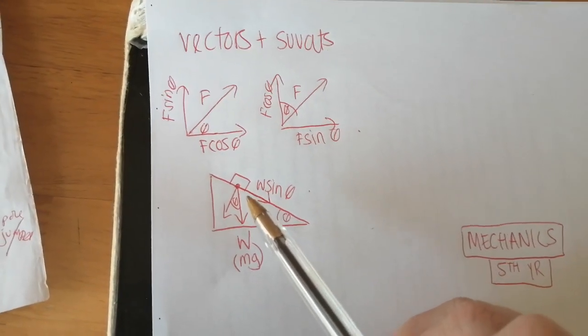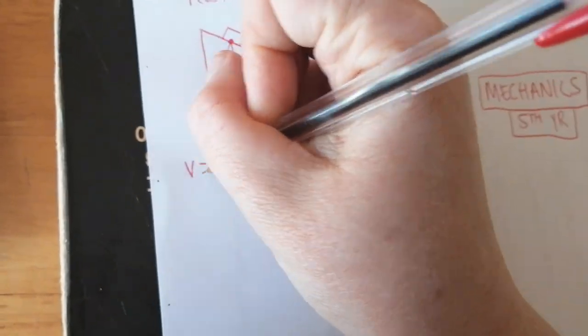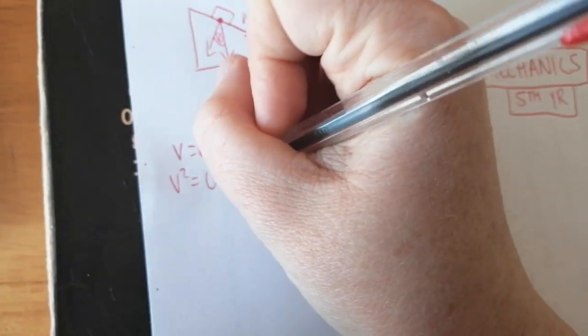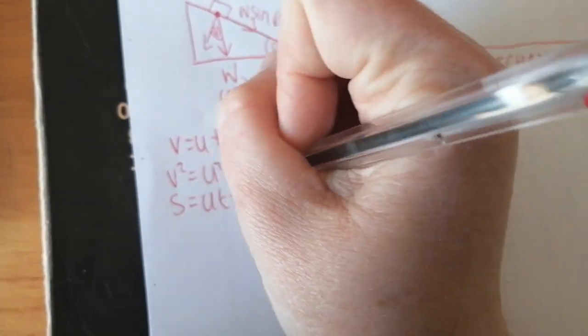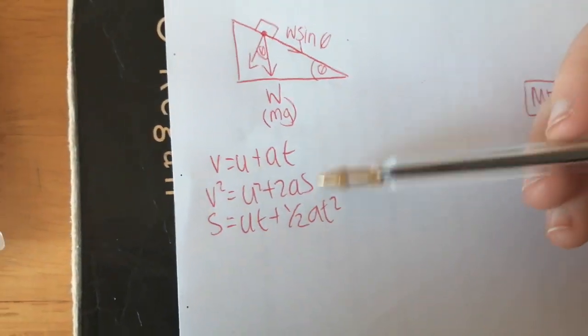Right, your SUVATs, which again are in your log tables, you don't need to learn them off. V is equal to U plus AT, V squared is equal to U squared plus 2AS, and S is equal to UT plus a half AT squared. Right, there are your three SUVATs.